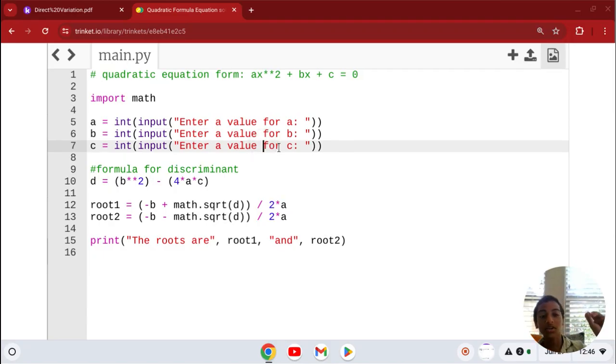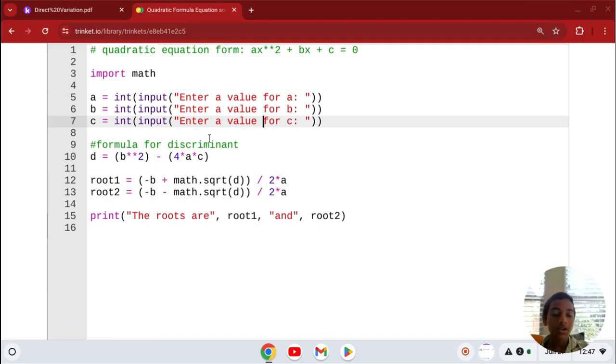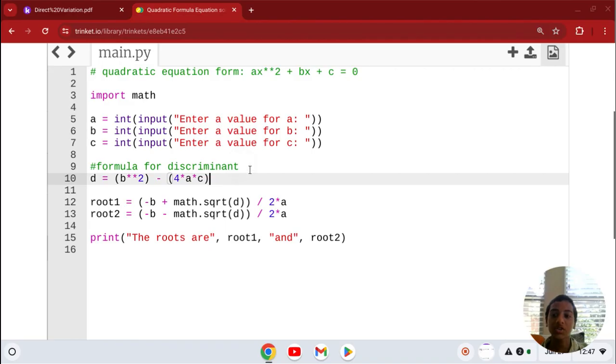Once the user does that, here is the discriminant. The discriminant shows you how many solutions there are. If it's equal to 0, it has one real solution. Greater than 0, two real solutions. Less than 0, then no real solutions. So the discriminant is b squared minus 4ac, which you see, it's all taking a square root.